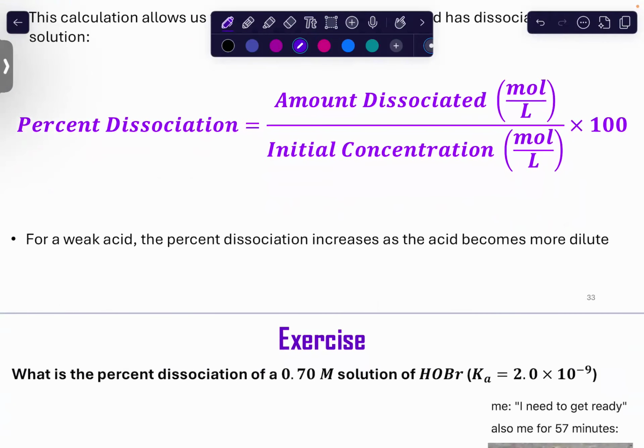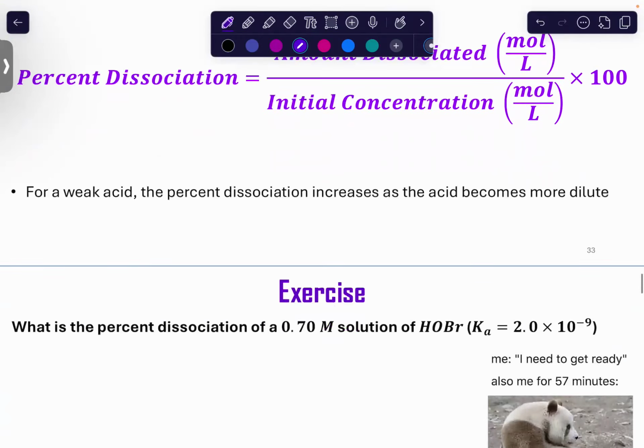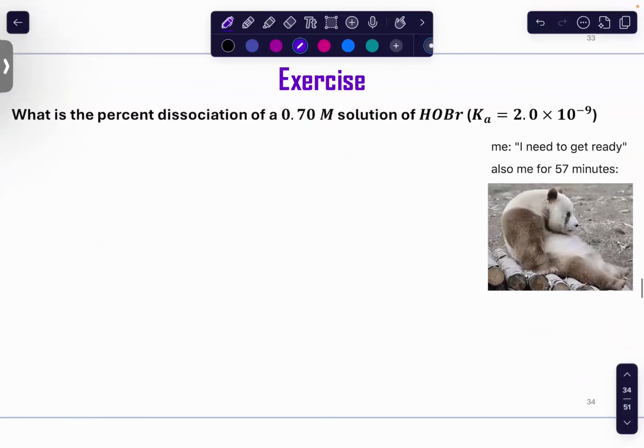And a little factoid to remember is percent dissociation increases as an acid becomes more dilute. What does that mean? More water is going to dissociate more. Okay, and that goes back to Le Chatelier's principle. So you put the water in, you're unbalancing the reactants, so it has to shift to the right.